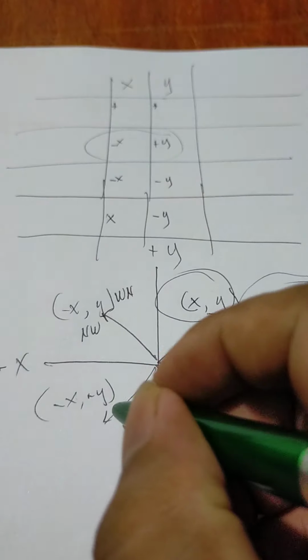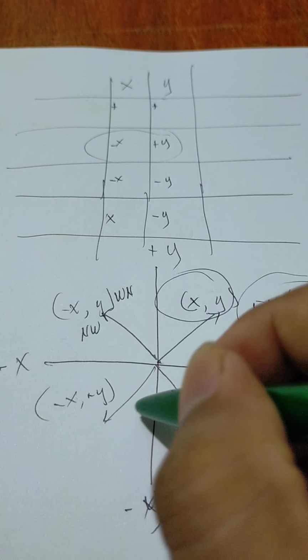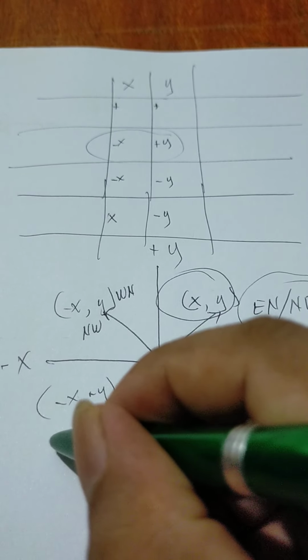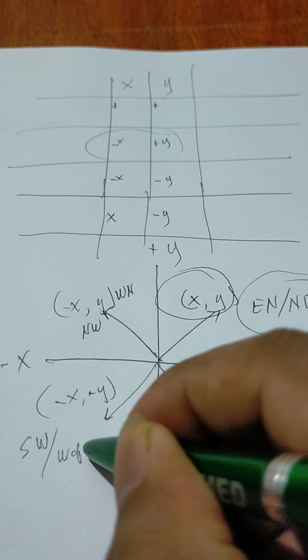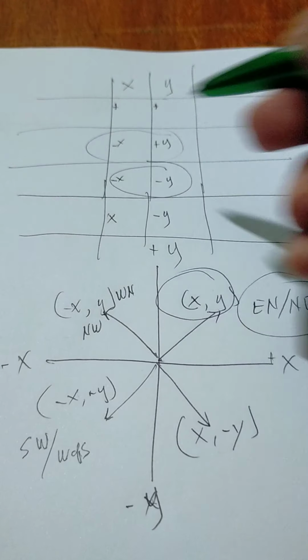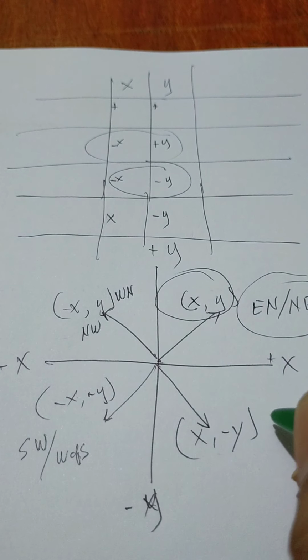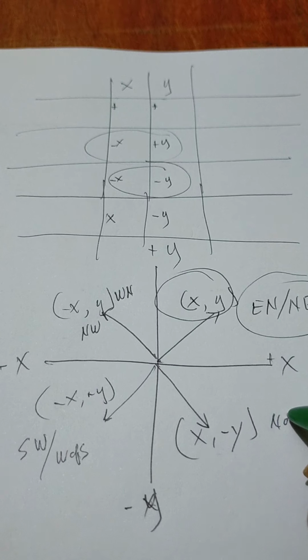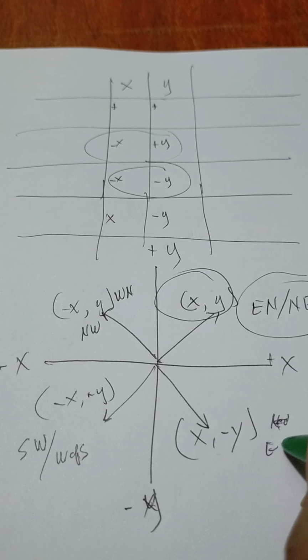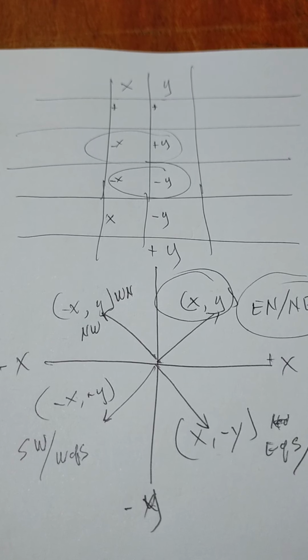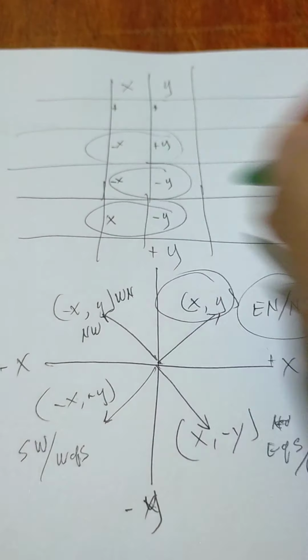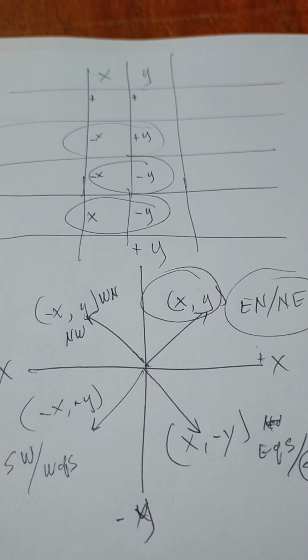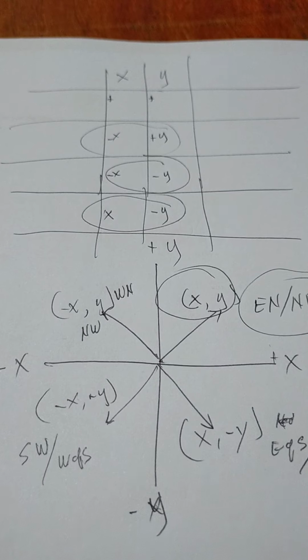And then here, if it falls in the third quadrant, the direction must be south of west or west of south, then you have this. If it falls here, the direction is east of south or south of east, then you have this direction. So, remember that.